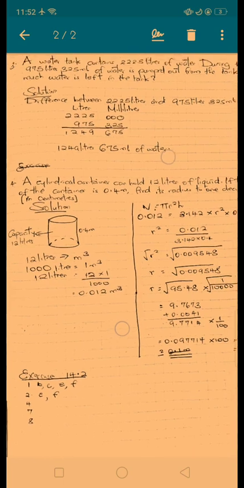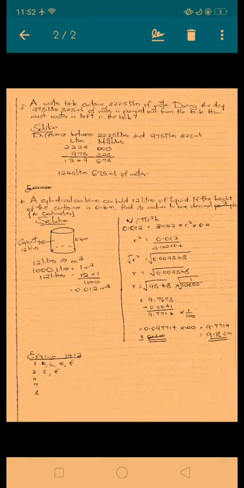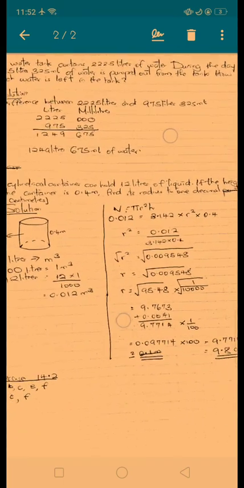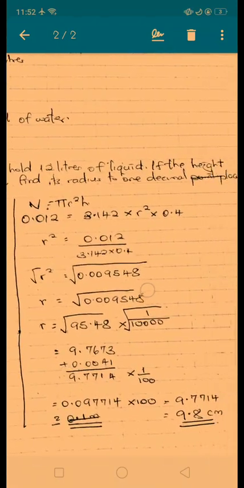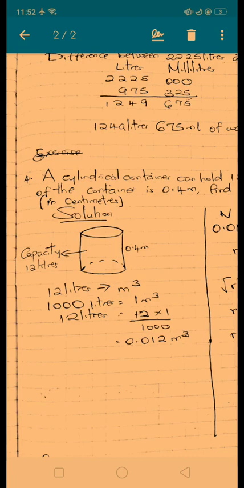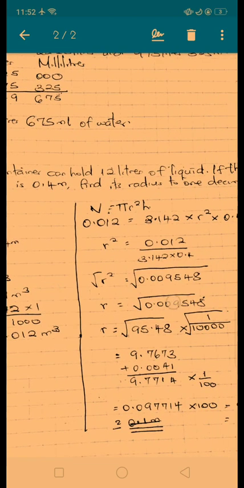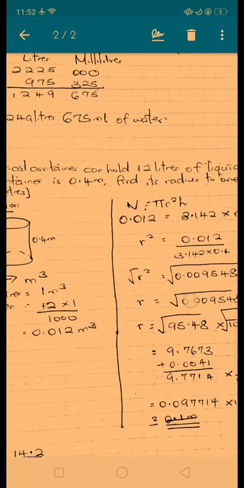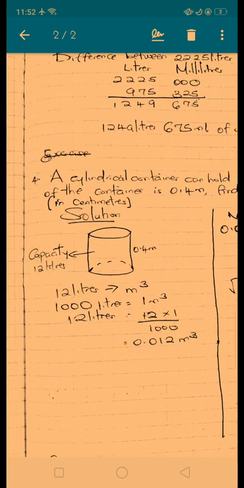In example 4, we have a cylindrical container that can hold 12 liters of liquid. If the height of the container is 0.4 meters, find the radius to one decimal place, and the radius they have indicated, you get the radius in centimeters. Now, given such a question, get a pictorial representation of whatever you're being asked.